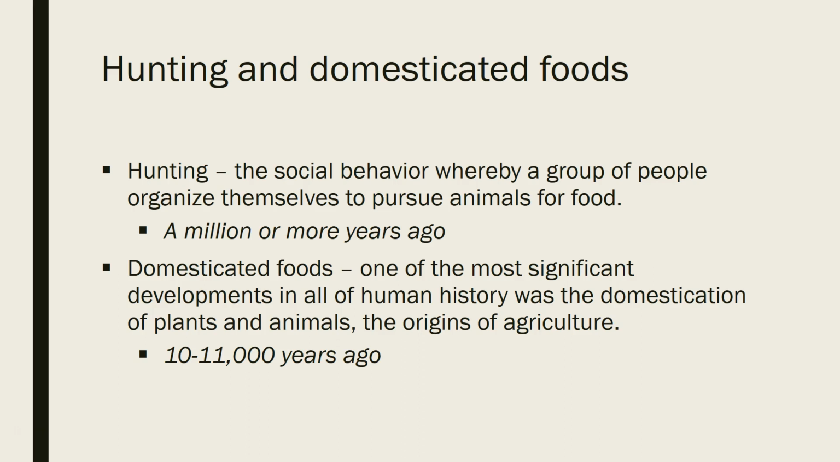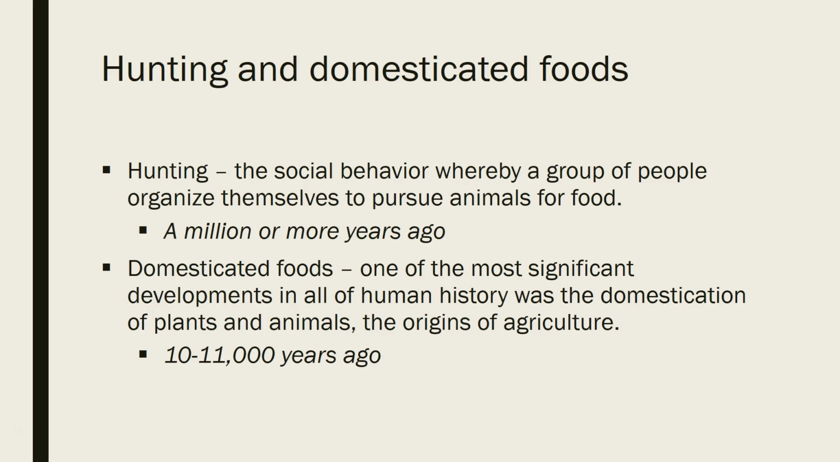Hunting, for our purposes, has a relatively specific meaning. When we say that hunting is one of the big events of human evolution, we refer to the social behavior whereby a group of people organize themselves to pursue animals for food. While some non-human primates organize to pursue prey, they do not use tools or travel long distances as humans do during hunts.